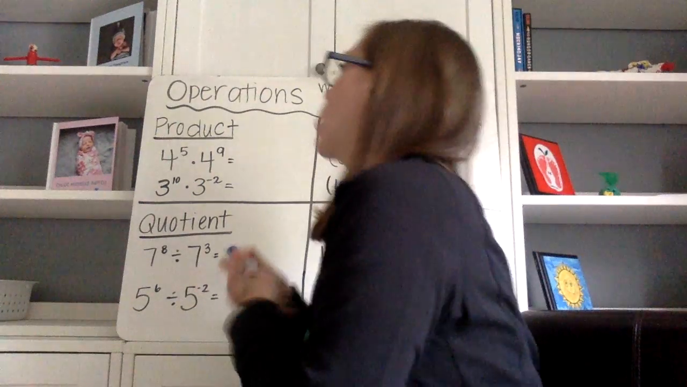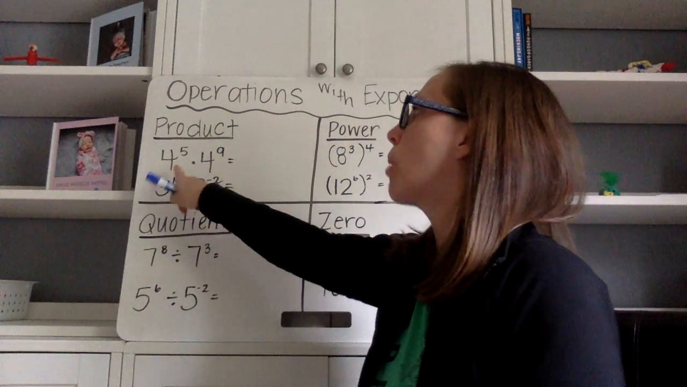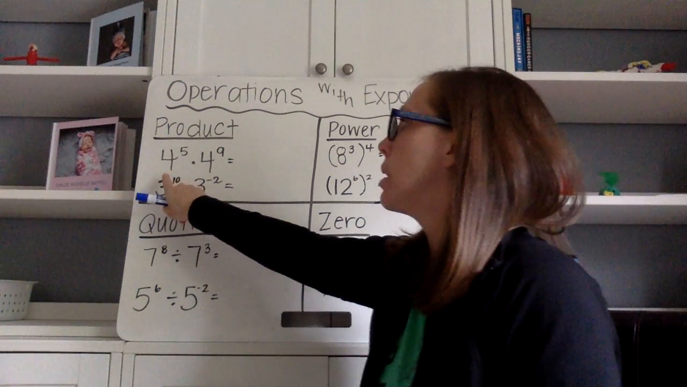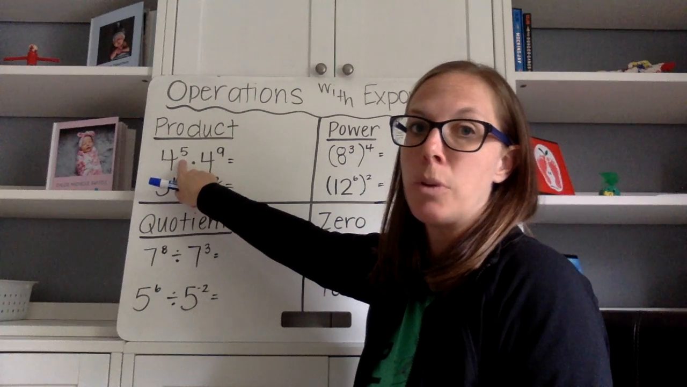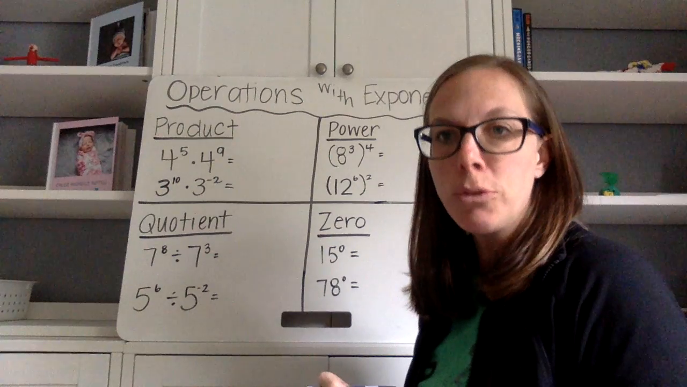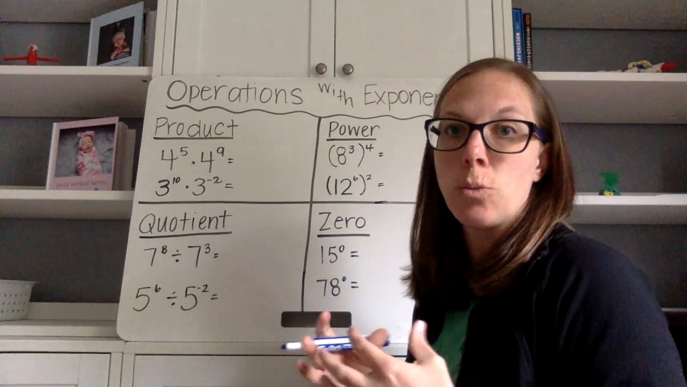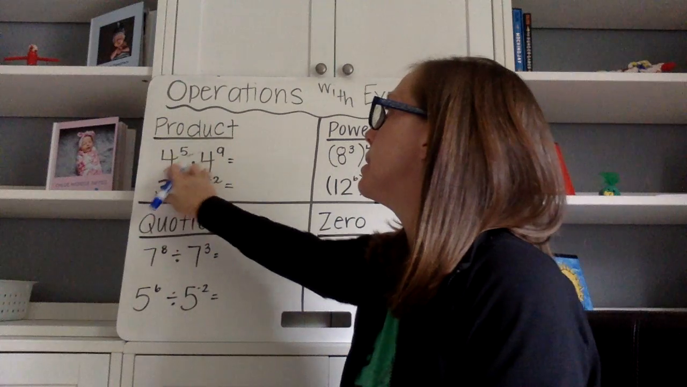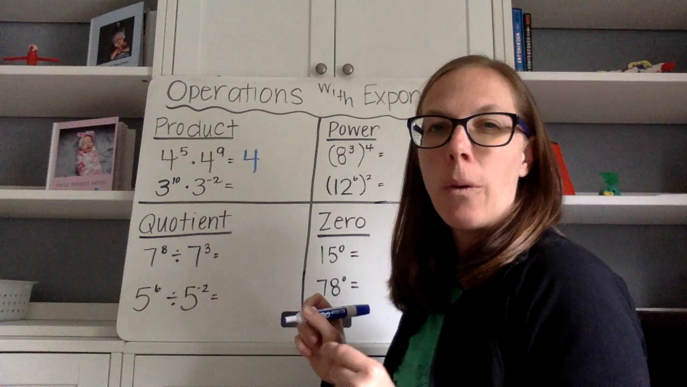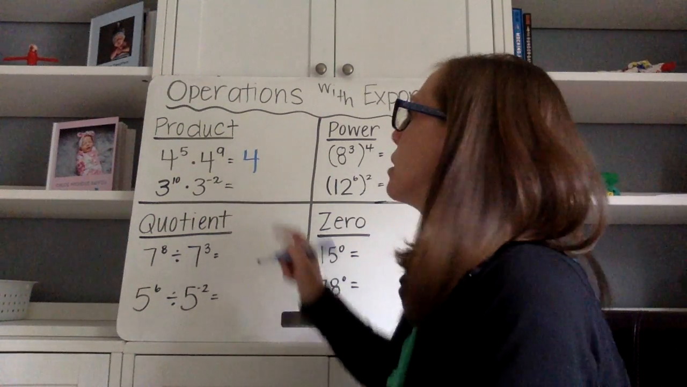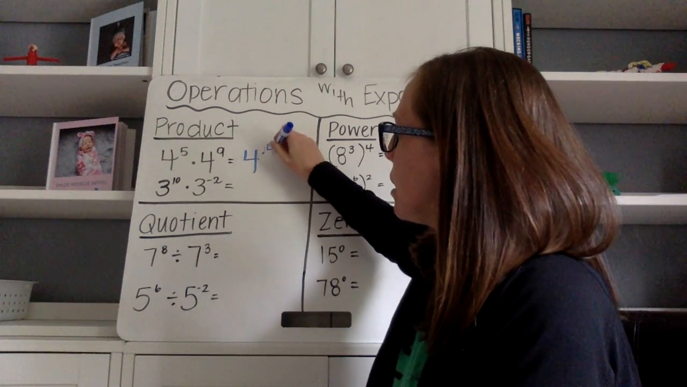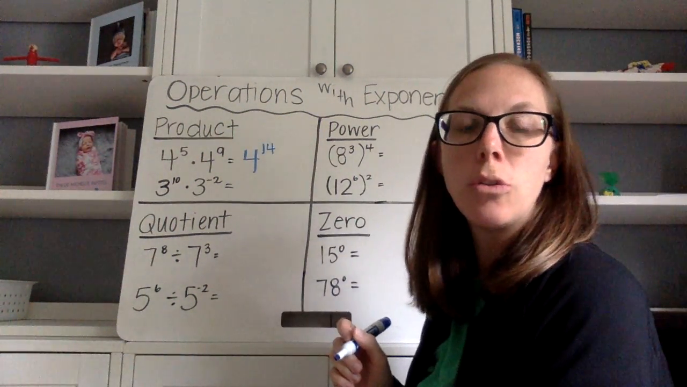The first one is the product rule. Now you'll see product means multiplication. So I'm going to review this again, make sure we understand. Base here is 4, exponent is 5, base of 4, exponent of 9. When we multiply exponents, or things with an exponent, if they have the same base, I keep the base the same. Now I add the exponents. So my base remains 4. I add 5 plus 9, and I get 14. So my answer here is 4 to the 14th power.